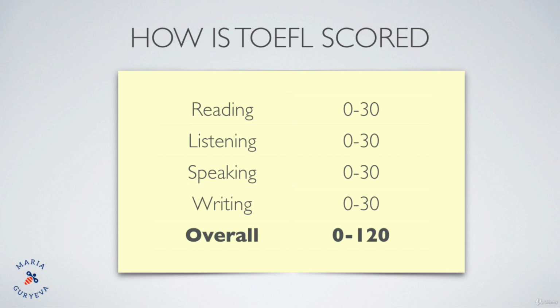So how is TOEFL scored? Each section is scored from 0 to 30 points. Then in total you get from 0 to 120 points.